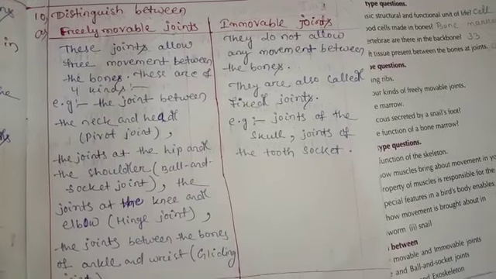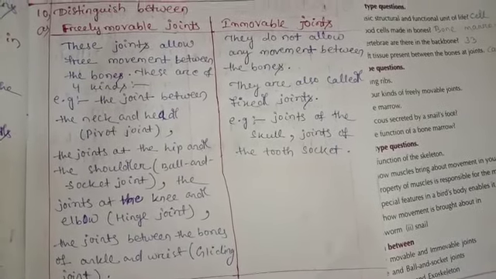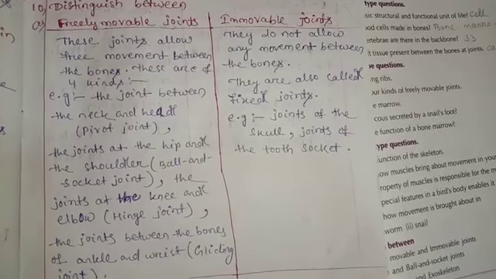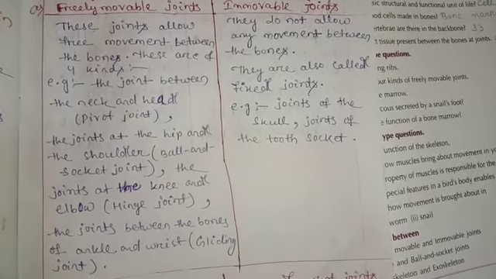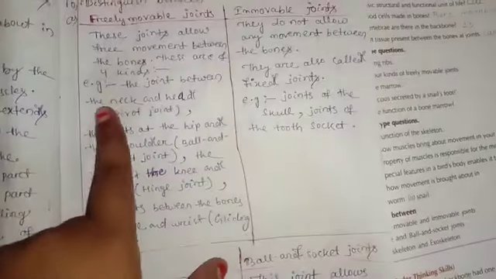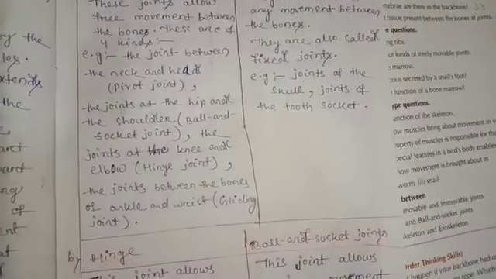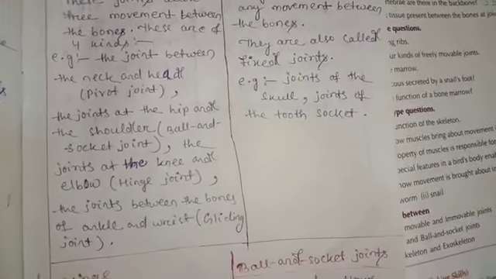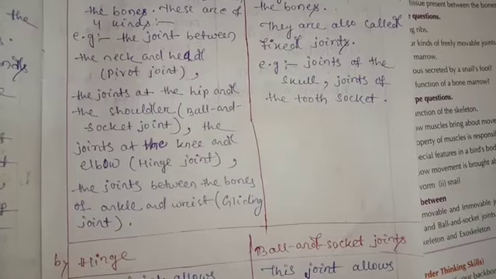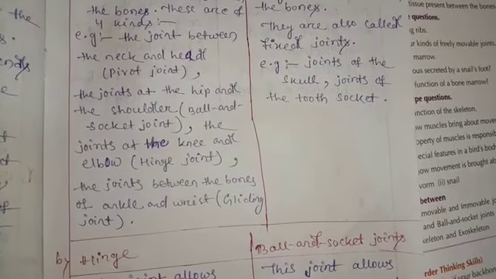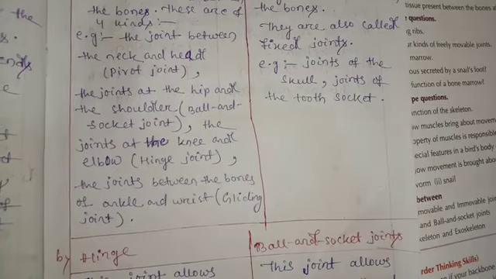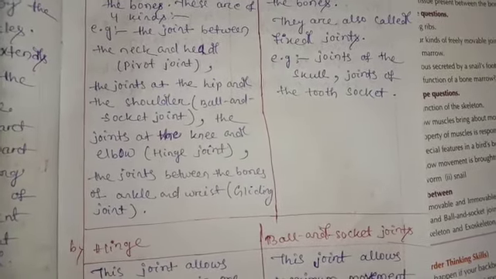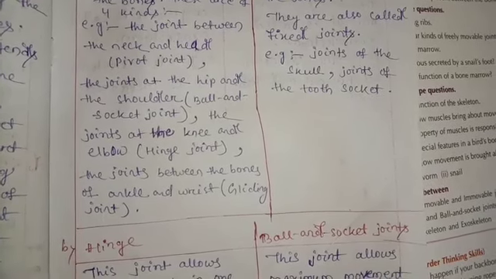Then distinguish between freely movable joints and immovable joints. Freely movable joints allow free movement between the bones. These are of four kinds. For example, the joint between the neck and head is a pivot joint. The joints at the hip and the shoulder are ball and socket joints. Then the joints at the knee and elbow are hinge joints. The joints between the bones of the ankle and wrist are gliding joints.